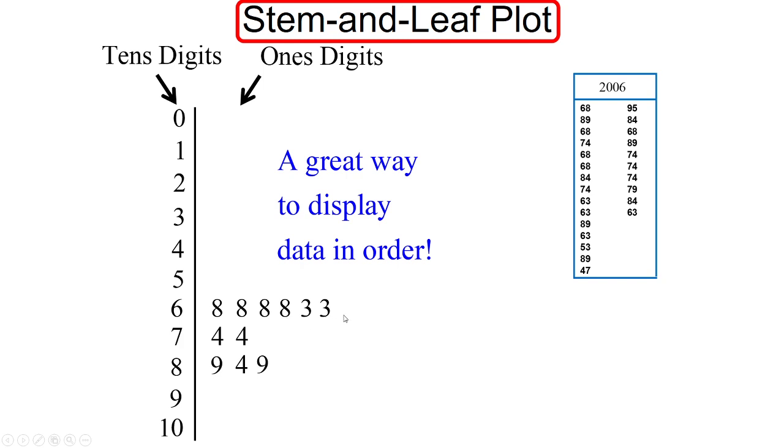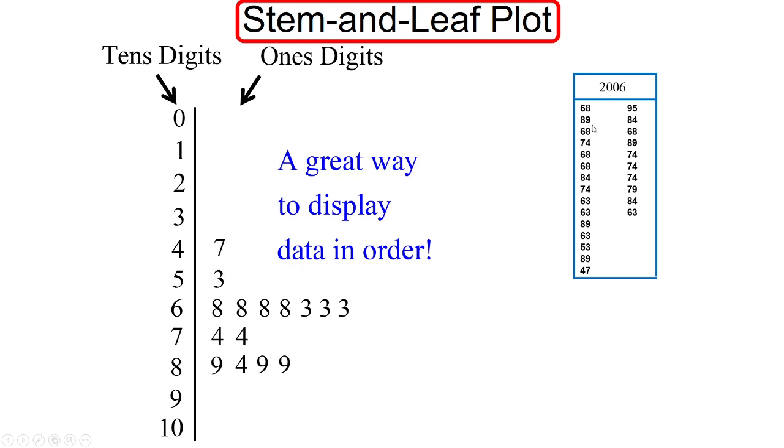So at the 6, let's add another 3. And then a 53. So at the 5, I'm going to put a 3 right there. And then an 89. So at the tens digit of 8, I'm going to put a 9. And then a 47. So at the tens digits of 4, I'm going to put a 7.